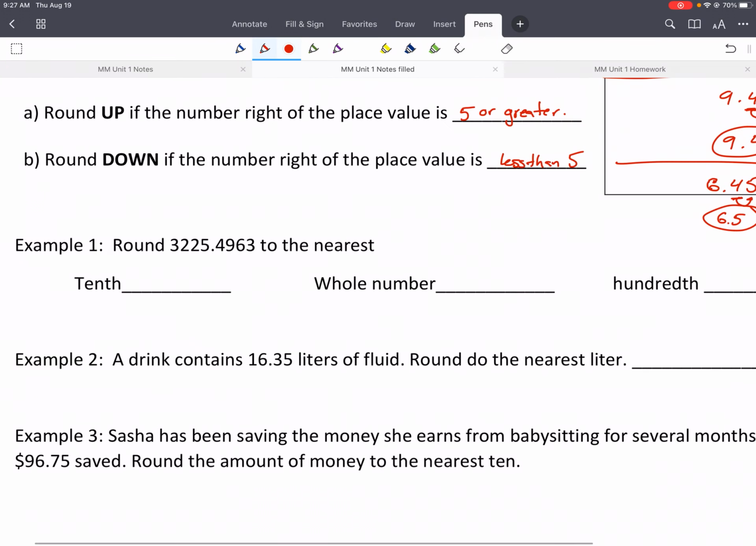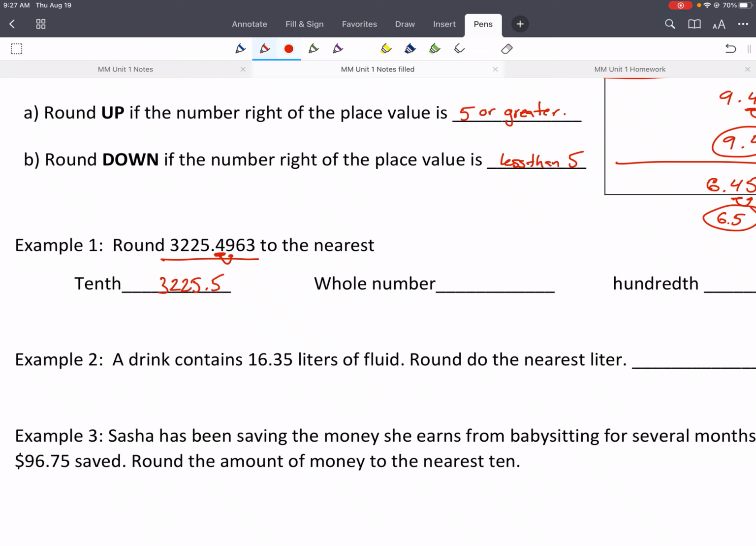All right, pause and see if you can do example 1. Here it asks us to round this number to the tenths place. So the tenths place, again, is the first value after the decimal. We look to the right, it's a 9, which is greater than 5, so we're going to round up to 3225.5.